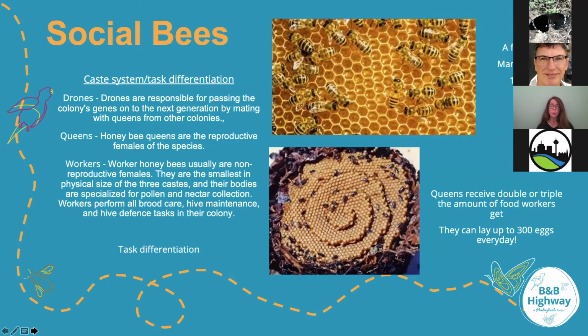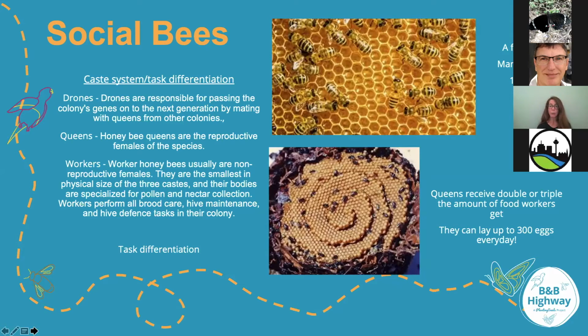So in the social bees, there is also this system where it is a caste system. That is what it's called, a caste system, where everybody has a particular job. And there are drones, queens, and workers. The drones are passing on the genes, so that's their main job. The queen is who makes all the babies, and she can make thousands of babies in a day, which is just unbelievable.